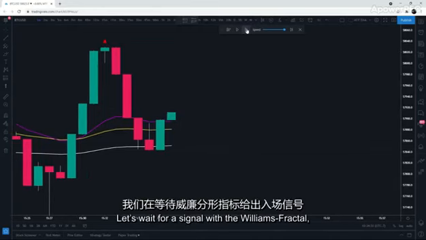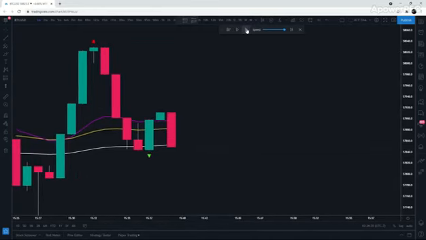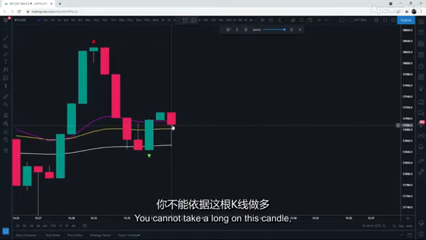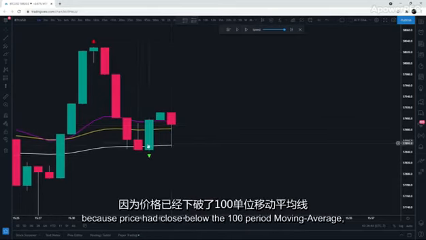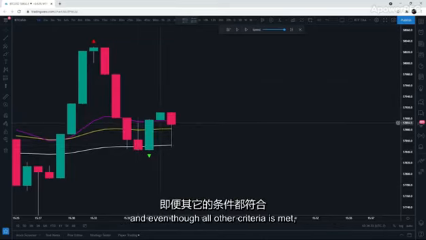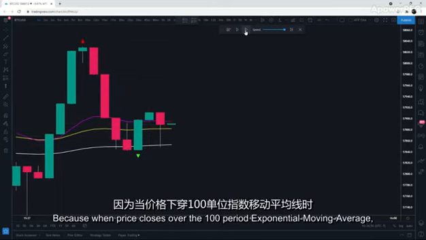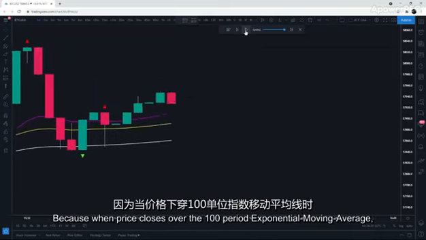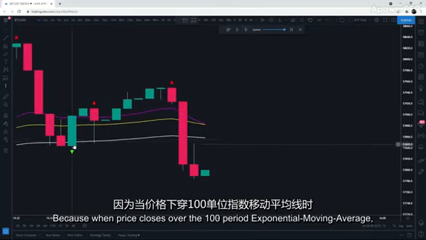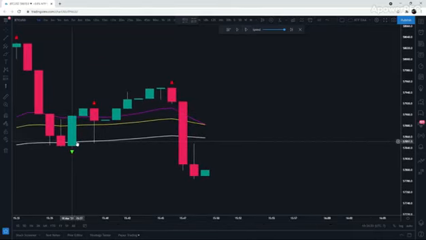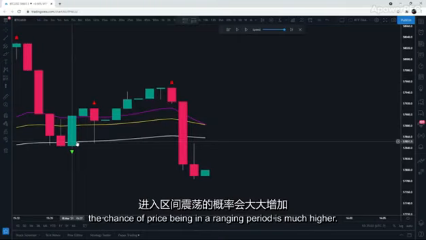Let's wait for a signal with the Williams fractal, such as right here. You cannot take a long on this candle because price had closed below the 100-period moving average. And even though all other criteria is met, you need to skip signals like this, because when price closes over the 100-period exponential moving average, the chance of price being in a ranging period is much higher.